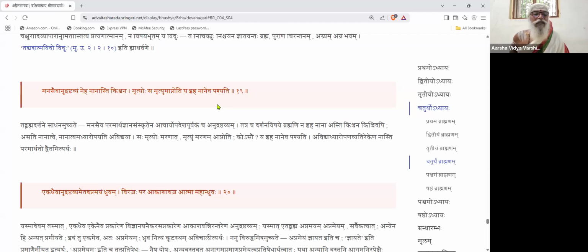So Bhashyakara says, Paramartha Jnana Samskritena, which means the mind which is matured, correct? Which has actually listened to all this teaching. That is the Paramartha Jnana he is talking about here. About this Atma, Paramatma, the ultimate reality. Paramartha means you can take it as ultimate reality. The mind which is exposed to the teaching of this ultimate reality, which is Brahman, such a mind.